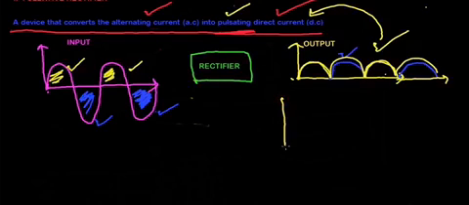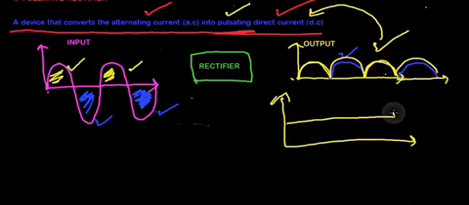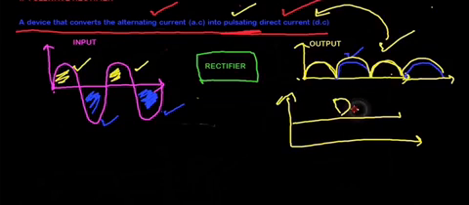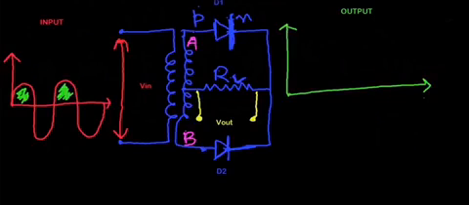If it were not pulses, you would have gotten something like this. This straight line would be your DC current, but we got pulses over here, so we say this is our direct current, but a pulsating direct current. So this is your circuit diagram for full wave rectifiers.